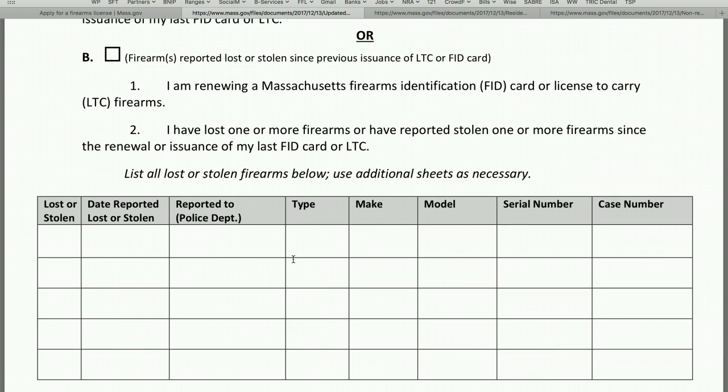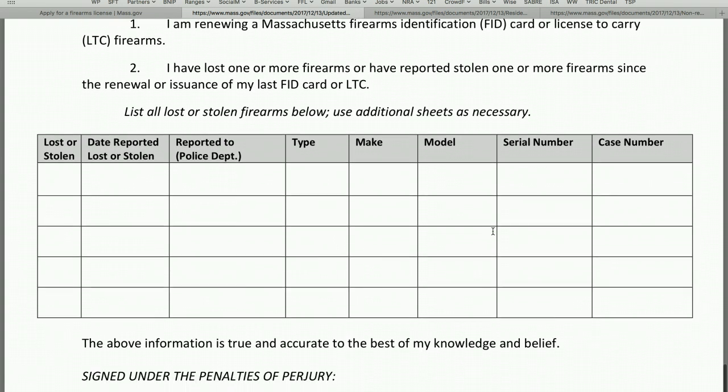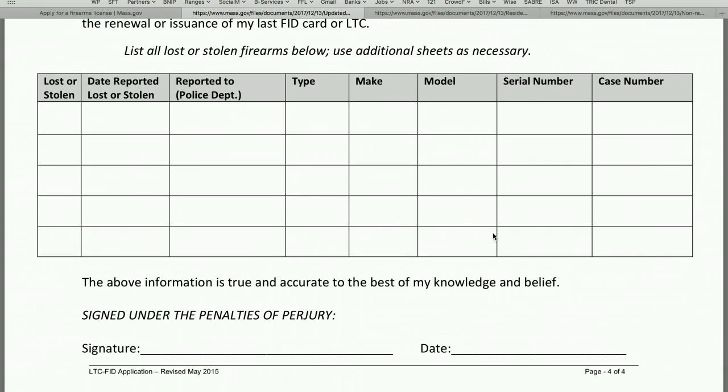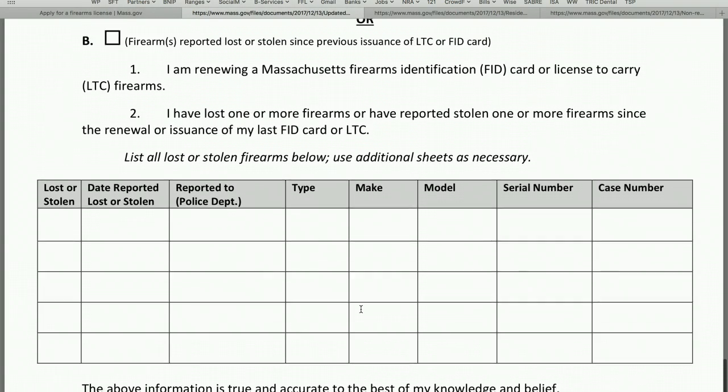And if you lose any firearms or get anything stolen, you have to report it. I believe you have like 48 hours to report that it got stolen. So just make sure you write that stuff down. Don't get your gun stolen. Properly store your firearms with your ammunition separate from your gun. So there you go. You sign right here, and that's the end of that.